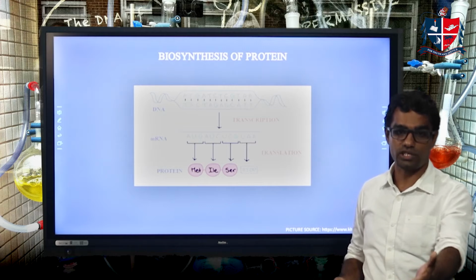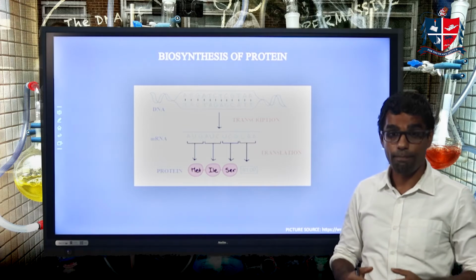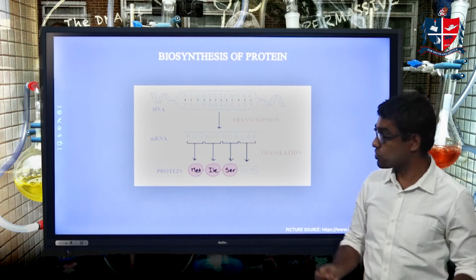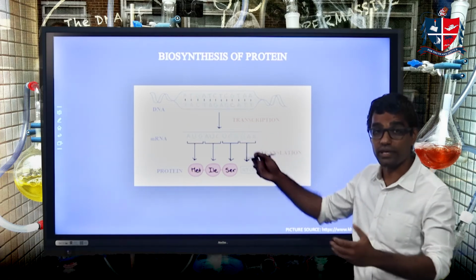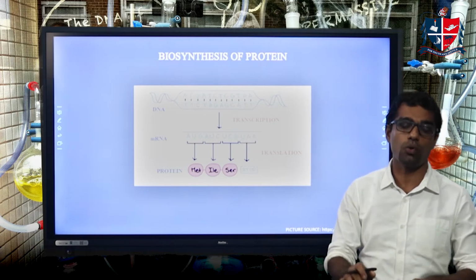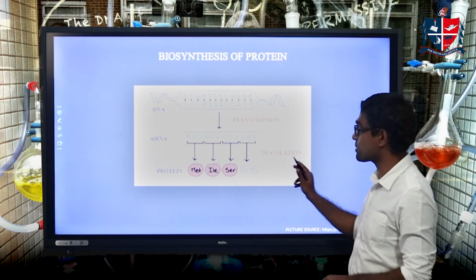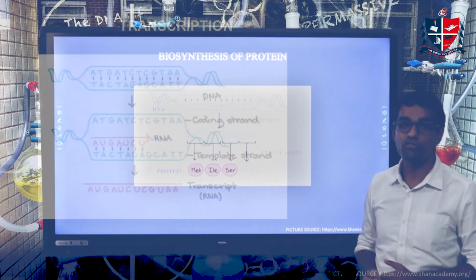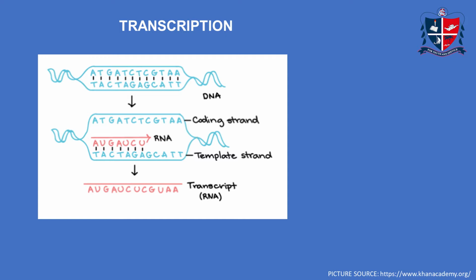That is another language. Protein is another compound, polypeptides. RNA is polynucleotides. So the information in the polynucleotide, mRNA, is converted to another type of compound, protein. That is known as translation. So these are the 2 steps in biosynthesis of protein. I will explain how transcription occurs.